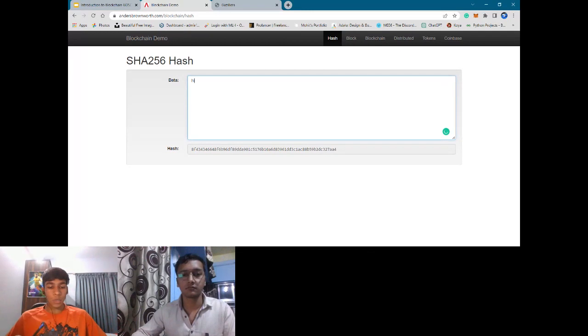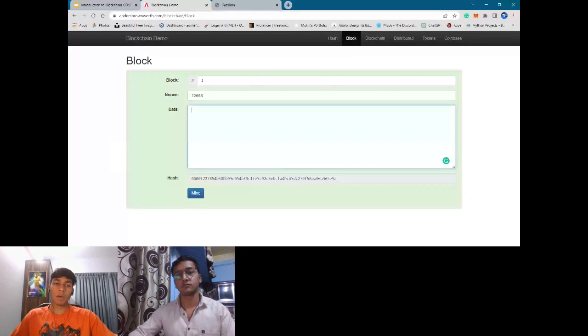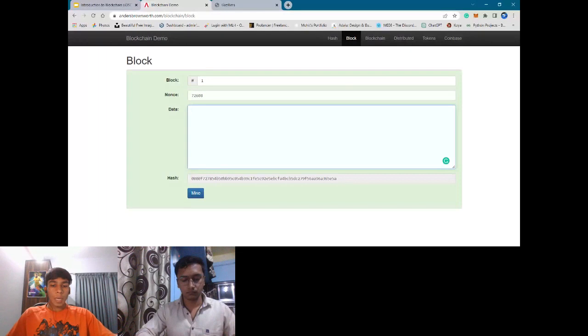So let us try to extend this idea of hash to a block. As we talked about earlier, a block contains data, and that data has a unique hash. And we'll talk about what nonce really is. And we have our block number. The block number is just the indexing of the block, which block we are on right now.